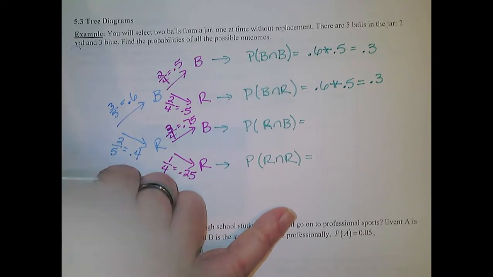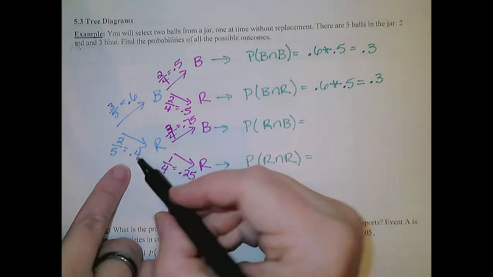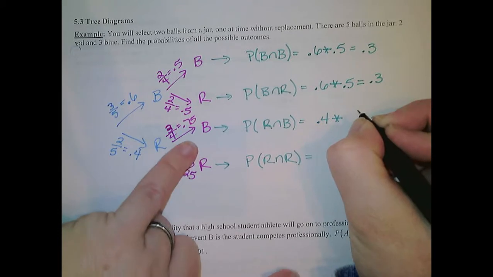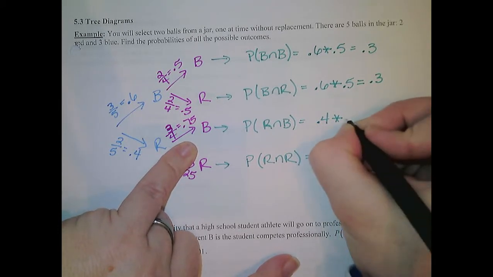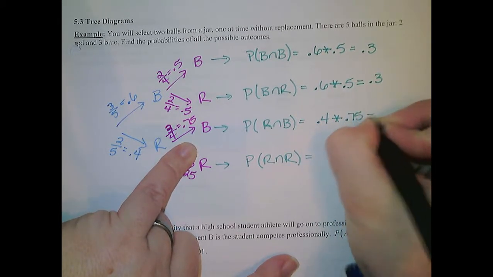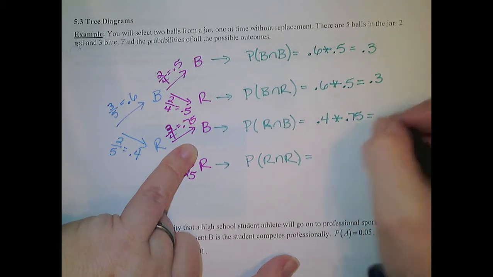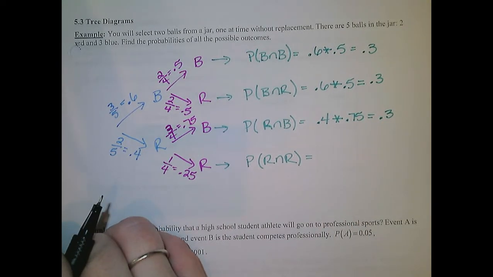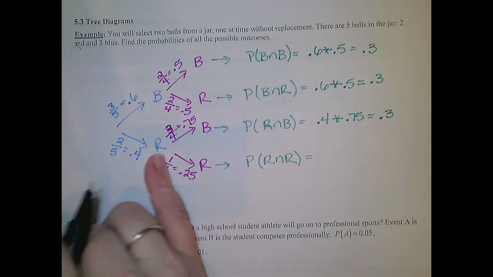If I look here, the probability of drawing a red on the first draw is 0.4 times the probability of drawing a blue on the second draw, 0.75. 0.4 times 0.75 also gives me 0.3. So again, 30% chance of getting a red ball and then a blue ball.